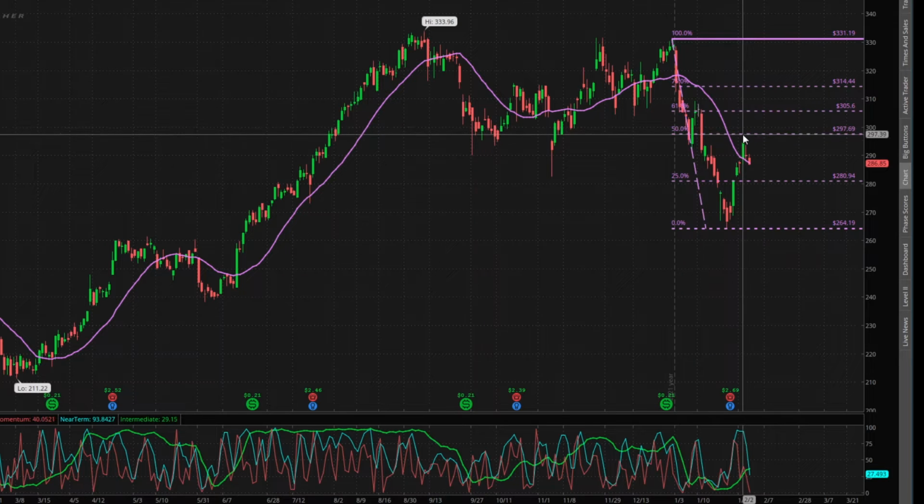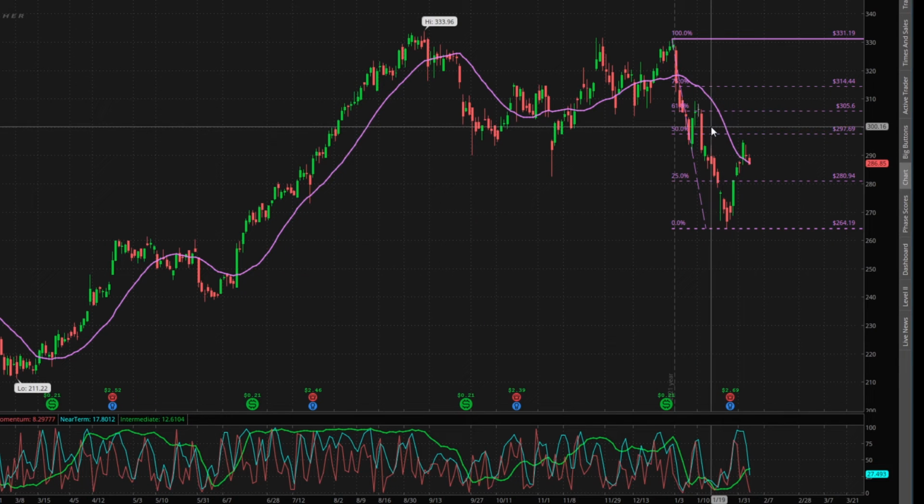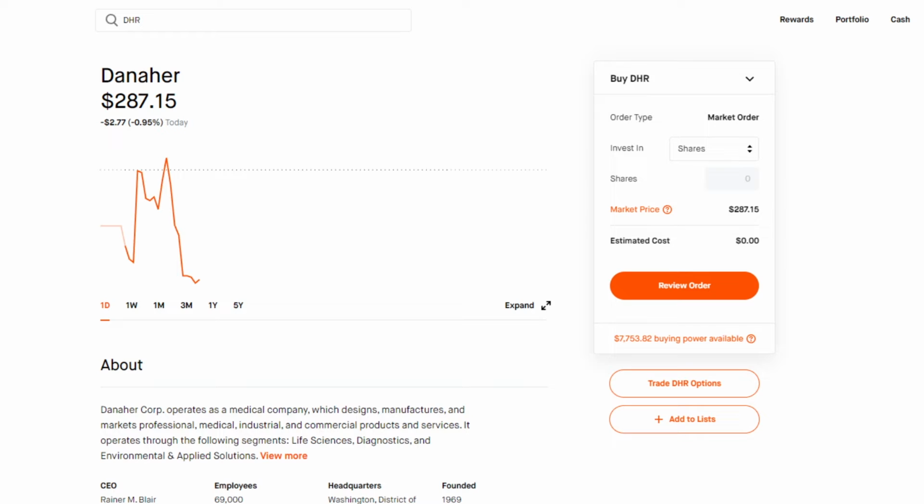And I'm going to draw my line in the sand right here at this 300 level, which gives me a little bit of room to the upside as well. So let's get into the trade.